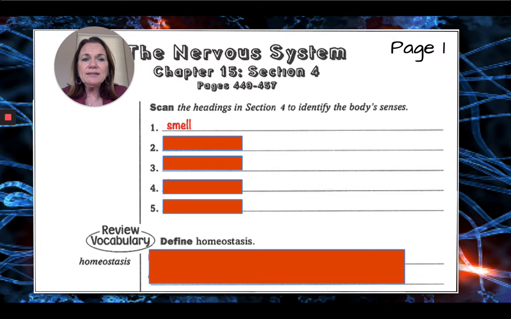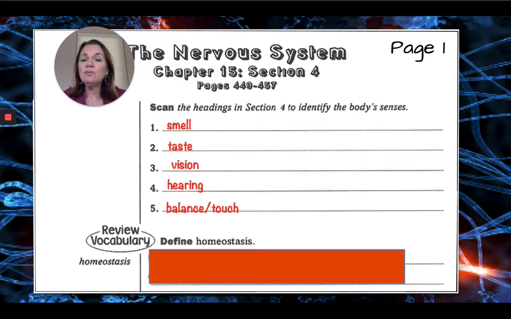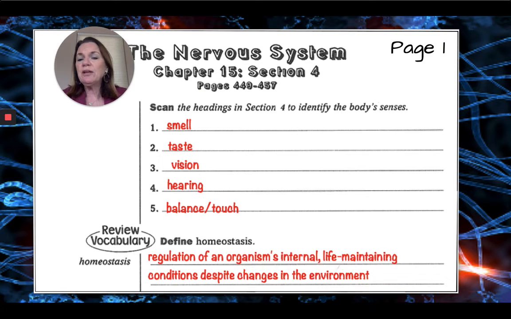So the body senses are smell, taste, vision, hearing, and balance or touch. Homeostasis, we've talked about all year long. That's maintaining life-maintaining conditions, those steady conditions that keep an organism's internal state steady no matter what's going on outside in the environment.